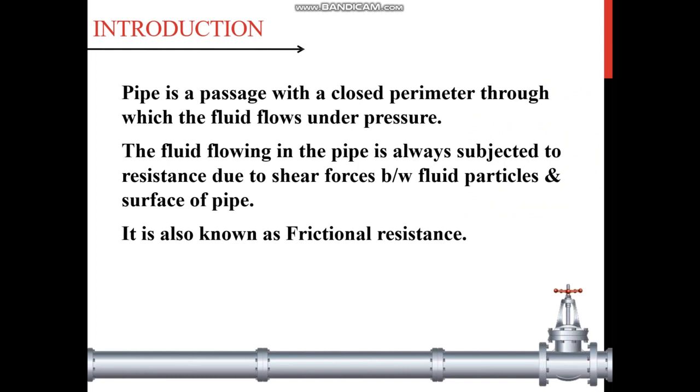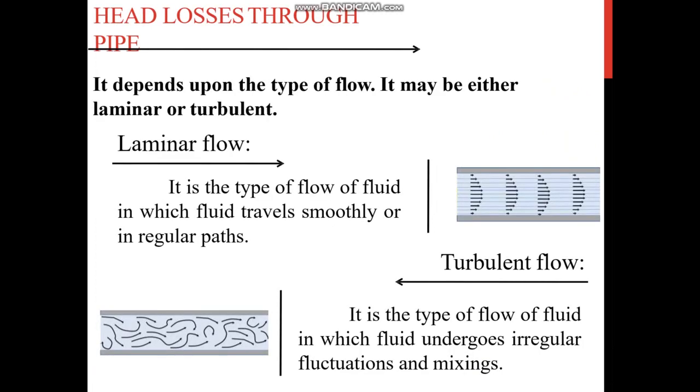The fluid flowing in the pipe is always subjected to resistance due to shear forces between the fluid particles and the surface of the pipe. You know that when two parts which are moving are in contact with each other, then there is a resistance, and here the resistance is due to the shear forces between the fluid particles and the surface of the pipe, and this resistance is known as frictional resistance. The losses through the pipe.